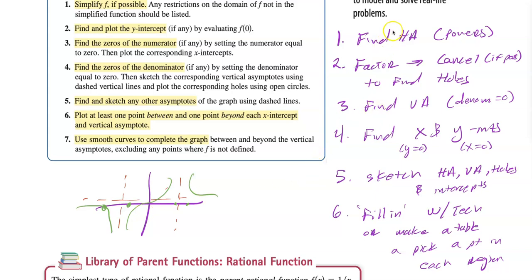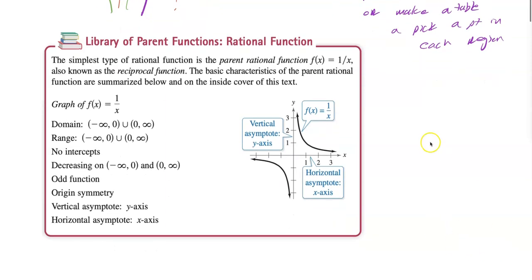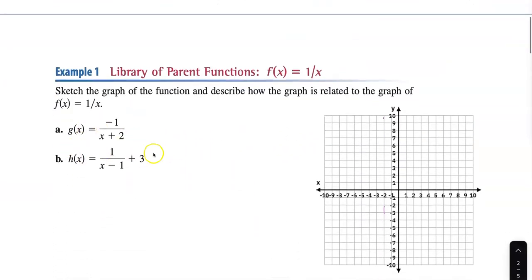You find the horizontal, find the holes, factor to do that, find the vertical, you find the x and y intercepts, and then you sketch all that stuff, and then you either fill in with technology or you pick points and you make a table. Now sometimes you just get the basic rational function. Remember our good old parent function 1 over x? If you do that, you can just graph it that way. So it only works for the basic ones like these.